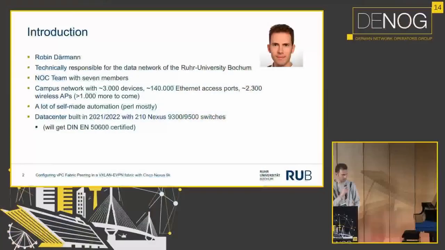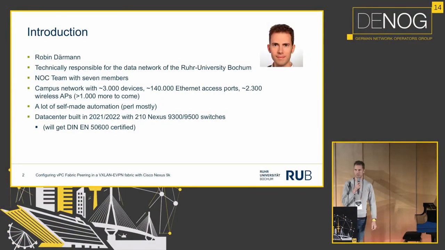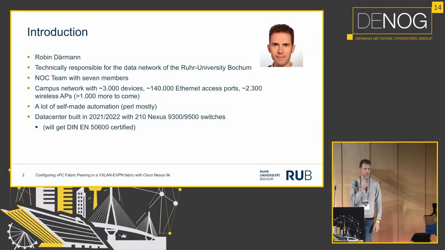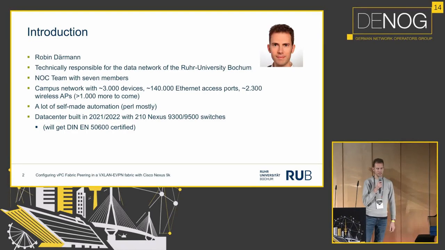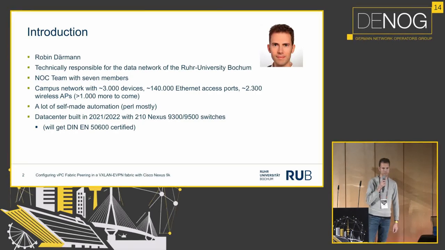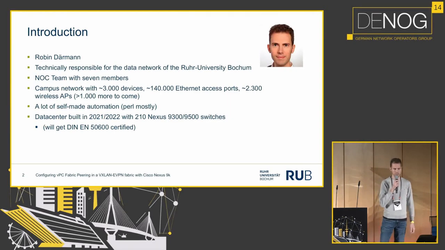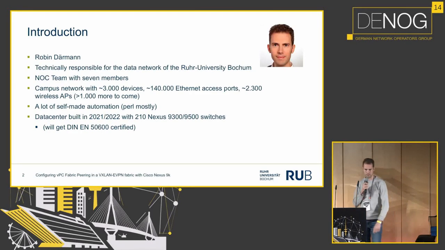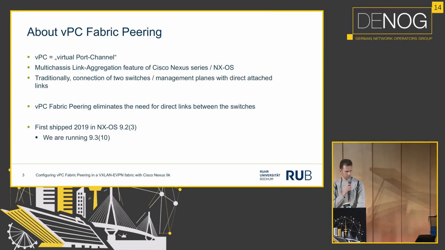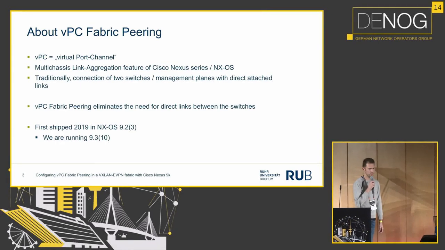Okay, my name is Robin Daermann. I'm technically responsible for the data network at Ruhr Universität Bochum. It's a larger network with a smaller team, and because the size of the network was not enough, and all the automation, we built a data center with more than 200 Nexus switches during the last months. And because of fun, we did it with VXLAN EVPN instead of the typical ACI stuff.